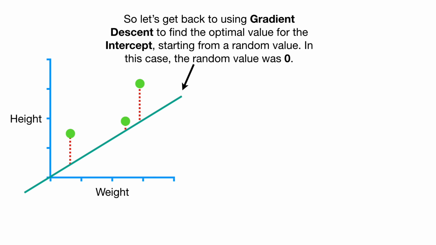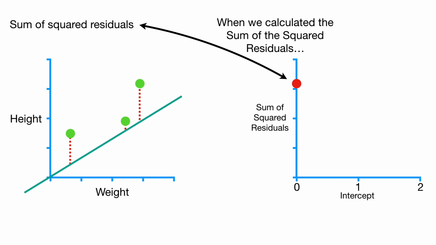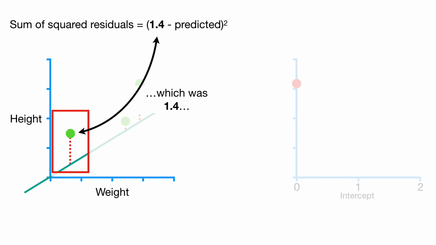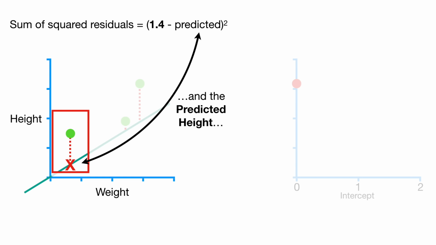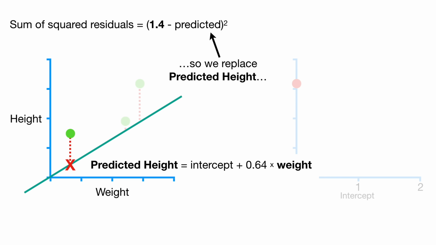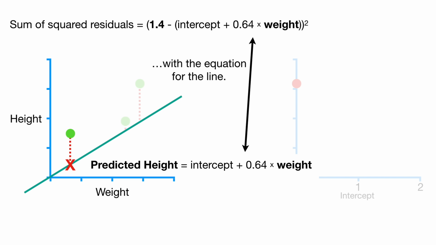So let's get back to using gradient descent to find the optimal value for the intercept, starting from a random value. In this case, the random value was 0. When we calculated the sum of the squared residuals, the first residual was the difference between the observed height, which was 1.4, and the predicted height, which came from the equation for this line. So we replace predicted height with the equation for the line.